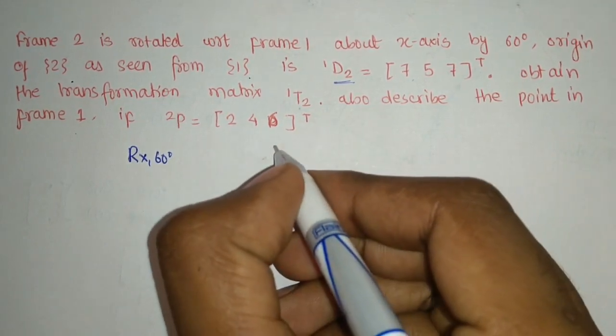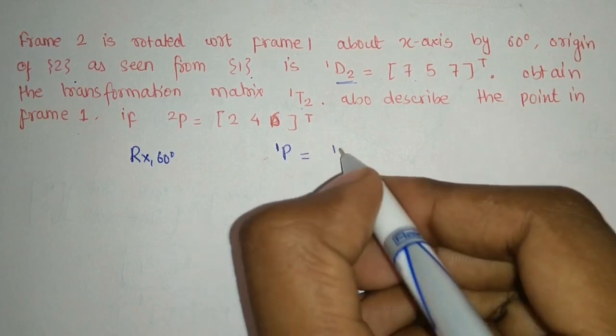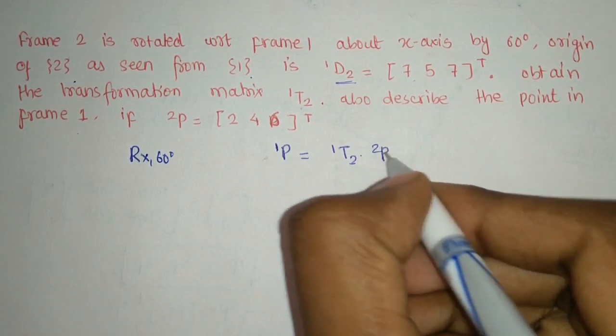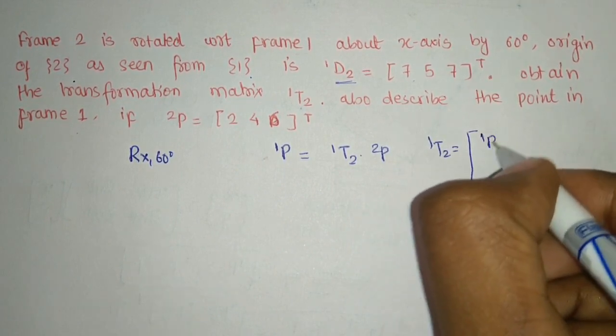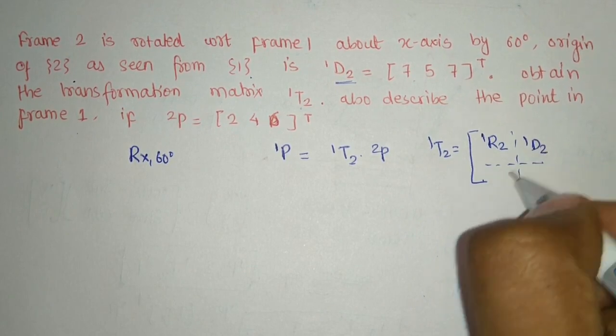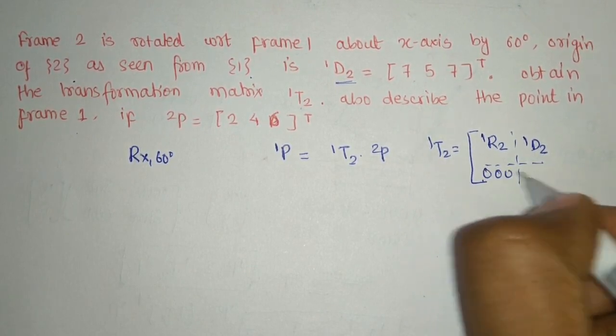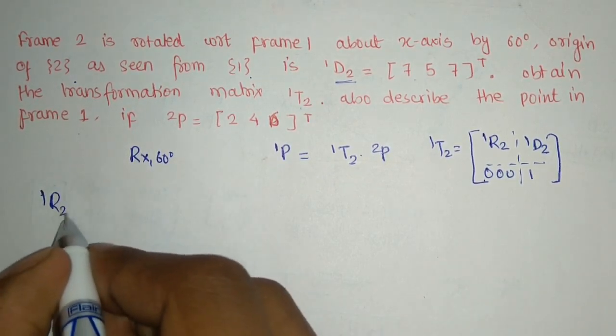Okay, so what I need to calculate is 1P and I am given 2P, so that is equal to basically 1T2 into 2P. And in order to calculate 1T2, what I will be needing is 1R2, the rotation matrix, right? 1D2, the translation matrix, and these elements are 0, 0, 0 and 1. Okay, now 1R2 I can calculate very easily.